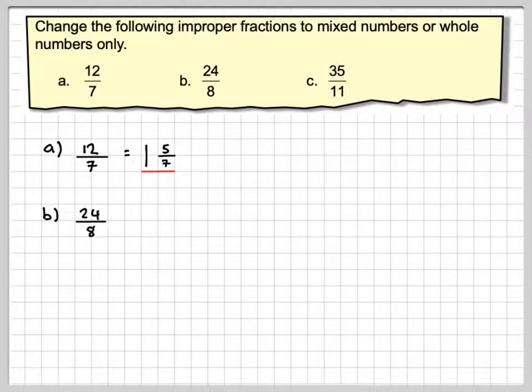Part B, 24 over 8, same idea. How many times does 8 go into 24? Well, 8 goes into 24 exactly, so this will just give a whole number, 3.